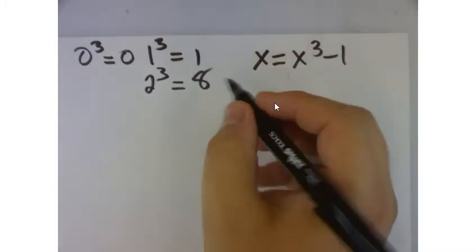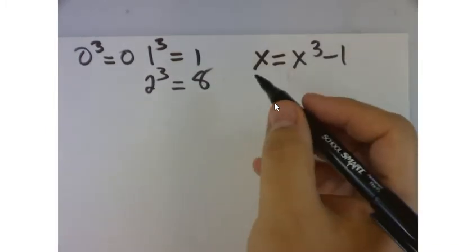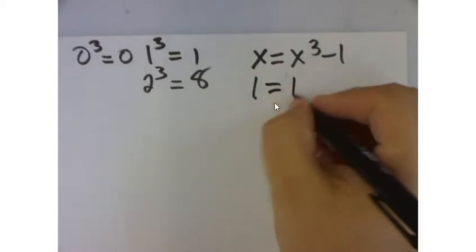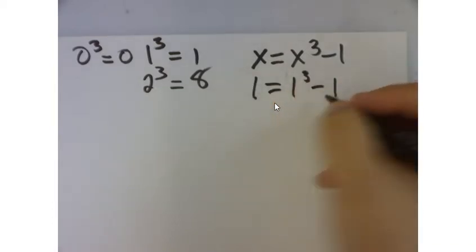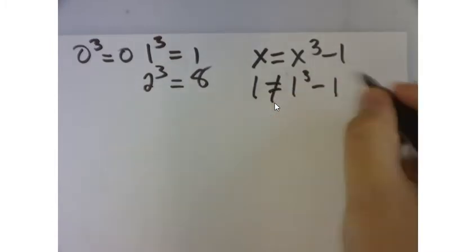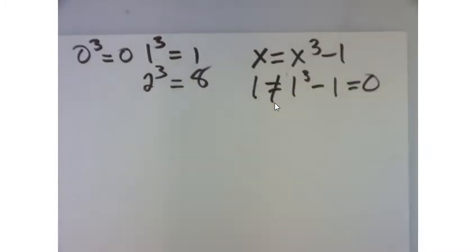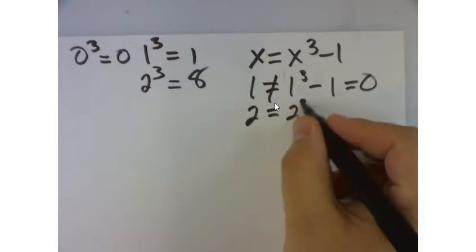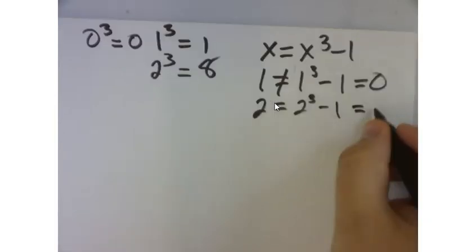See, if I plugged 1 in here, 1 equals 1 cubed minus 1, well, that's not true because it's actually equal to 0, right? So that didn't work. If I plug in 2, I get 2 cubed minus 1, and that's equal to 7.